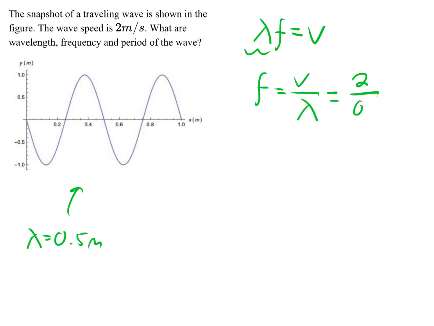Divided by the wavelength we calculated earlier of 0.5 meters. And this is simply 4 hertz, where hertz is 1 time per second. So a hertz is simply just 1 oscillation per second. So that's the frequency, 4 hertz.